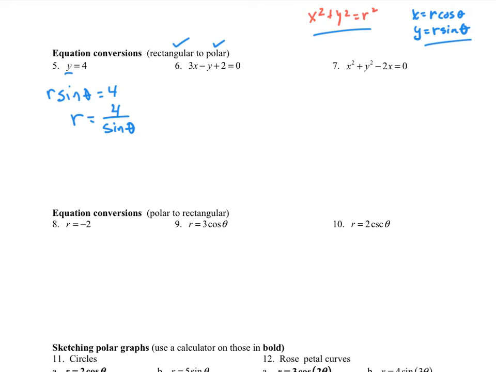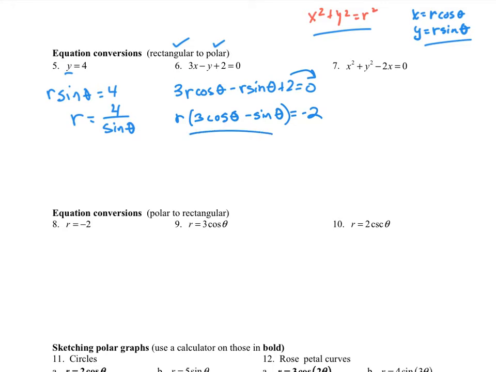I recommend you jump ahead and try some of these. So pause this and see what happens. But this would be 3 r cosine theta minus r sine of theta plus 2 is equal to 0. Can you solve for r? Well, I can factor this out a little bit. If I bring this over to the other side, I can factor out an r: r times 3 cosine theta minus sine of theta is equal to -2. And so now I divide both sides by this, 3 cosine theta minus sine of theta.